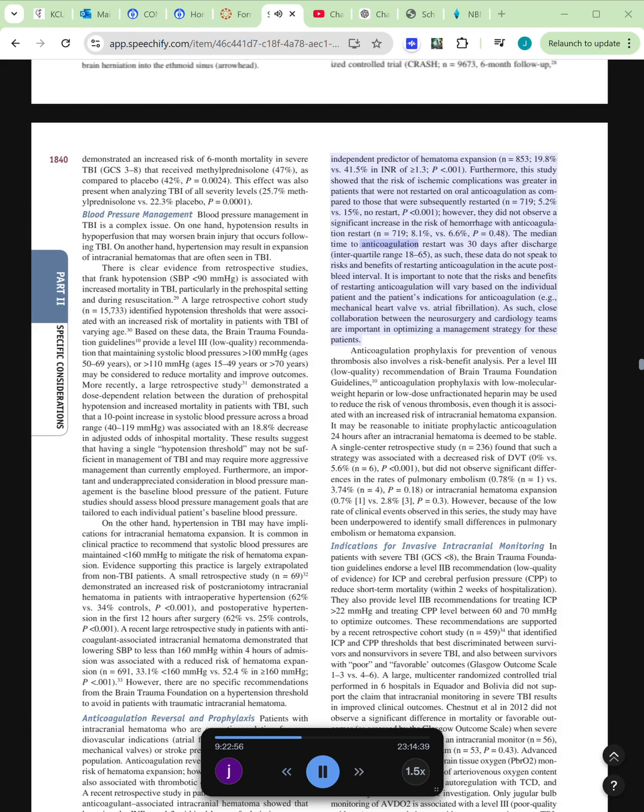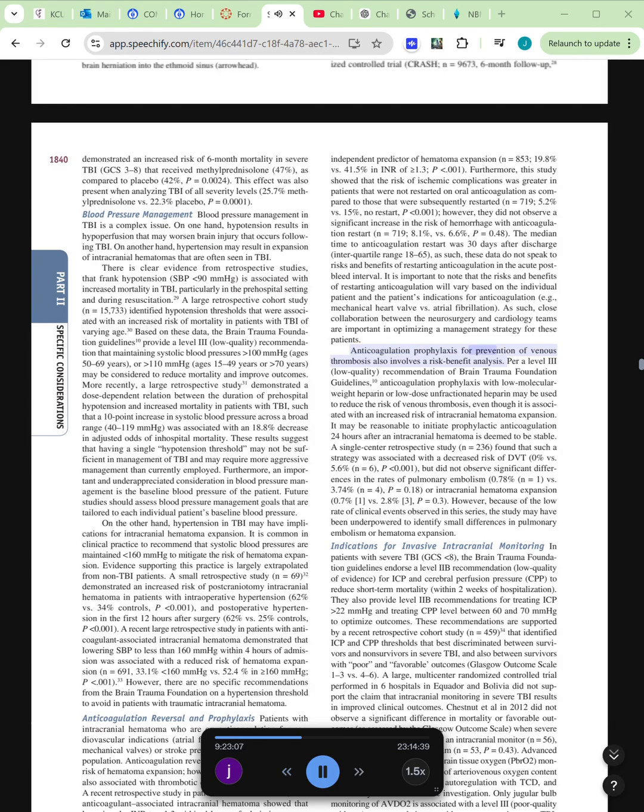The median time to anticoagulation restart was 30 days after discharge, interquartile range 18-65. As such, these data do not speak to risks and benefits of restarting anticoagulation in the acute post-bleed interval. It is important to note that the risks and benefits of restarting anticoagulation will vary based on the individual patient and the patient's indications for anticoagulation, e.g., mechanical heart valve against atrial fibrillation. As such, close collaboration between the neurosurgery and cardiology teams is important in optimizing a management strategy for these patients.